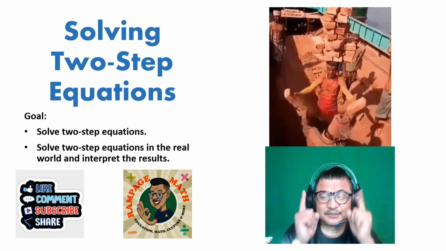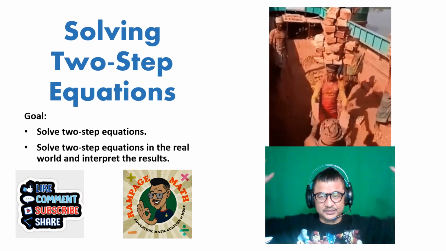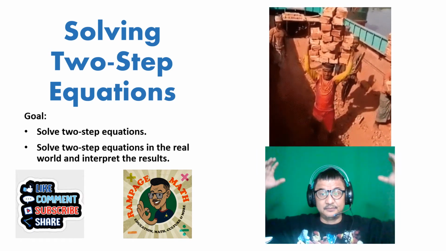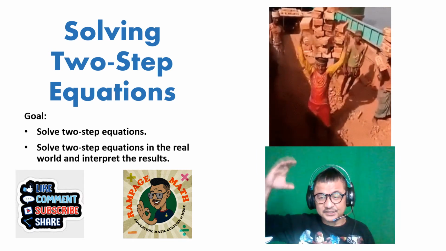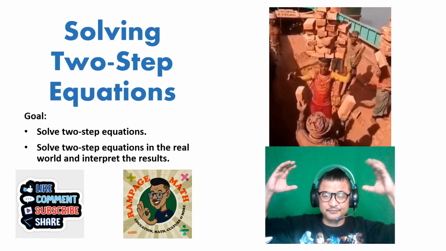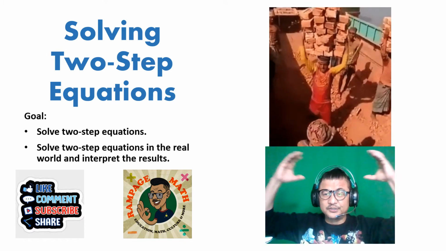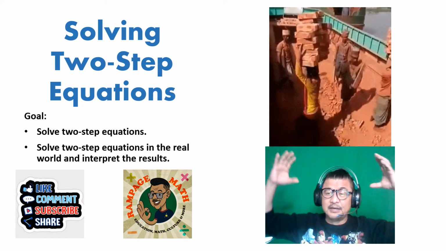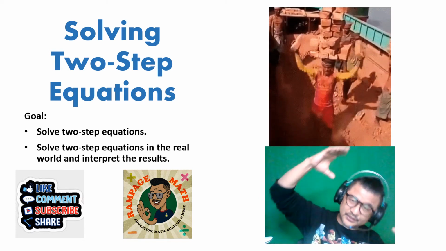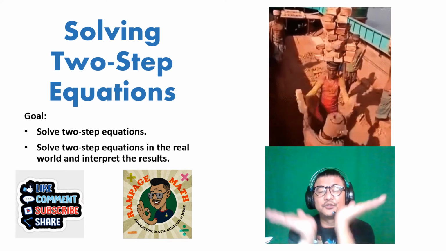Now, check out this man trying to balance the bricks on top of his head. That's awesome, right? And guess what? When he places something on the right, he places something on the left as well. Because he wants to maintain the balance, he cannot just pile everything on one side and eventually it falls on one side. So, we need to balance things.